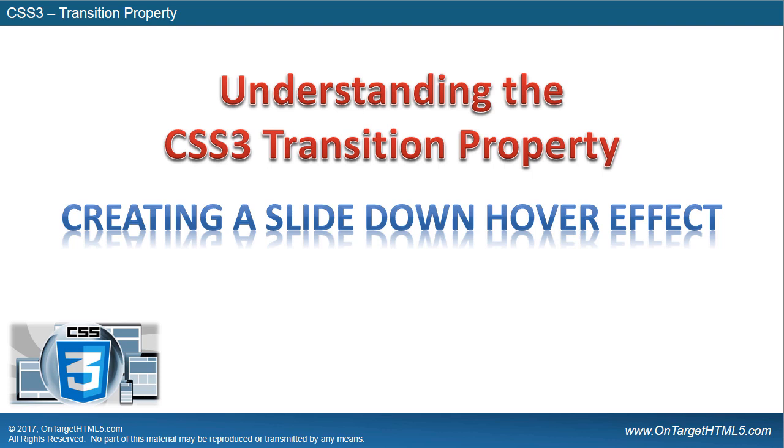In this tutorial we're going to be looking at the new transition property of CSS3, and creating a slide down hover effect. It's kind of a cool effect that you can create. It gives you an animated slide down of a photo or an image, and behind it you can see some text. I'm actually going to show it to you in a second.